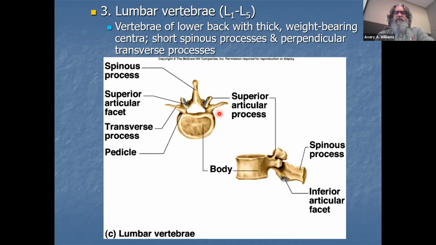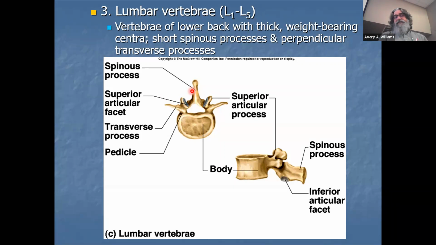They don't have ribs attached to them. Basically, what you have here, these little processes sticking out, are where ribs would be, but they're just little short, little stocky processes. The spinous process is short, not real long. You don't have long, pokey things in your lower back, okay? That's basically it.